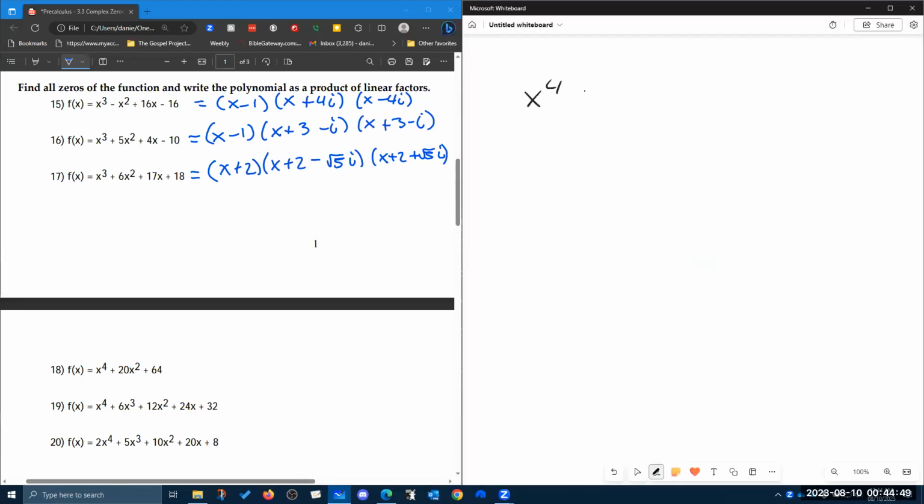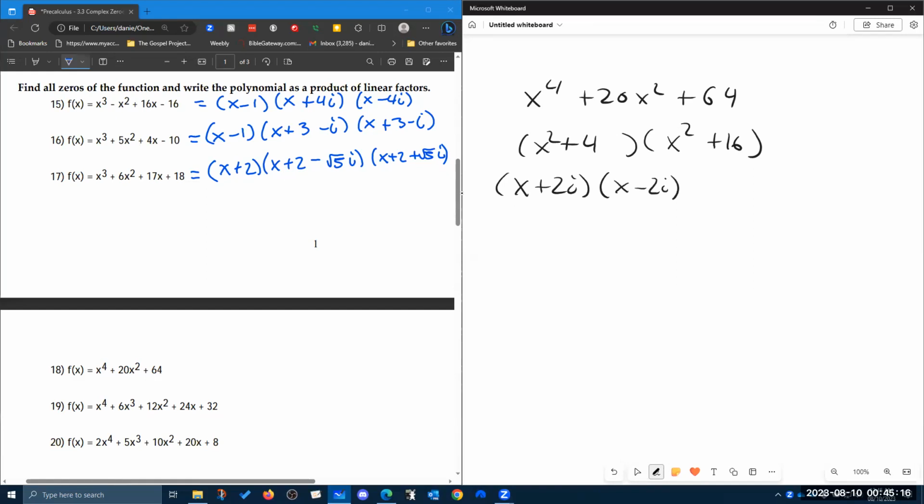Let's try x to the 4th plus 20x squared plus 64. Because x squared squared is x to the 4th, I might be able to factor this with traditional factoring techniques. 64 is 4 and 16. So this is going to break down to x plus 2i, x minus 2i, x plus 4i, and x minus 4i.